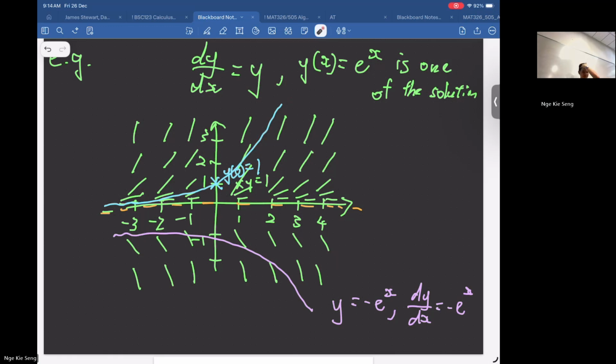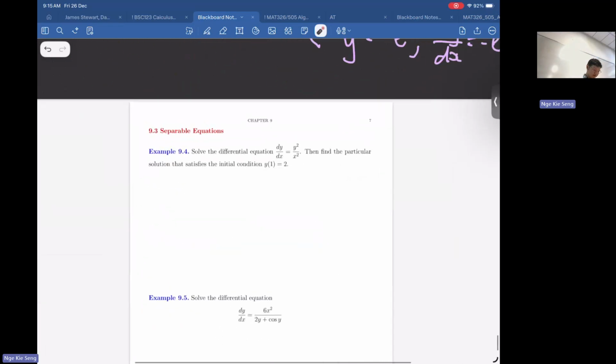But today we're going to learn a more useful way to directly solve the differential equation, not just by drawing, not just by plotting. We'll learn a more sophisticated way to find the solution. Okay, ready? So this was last time.